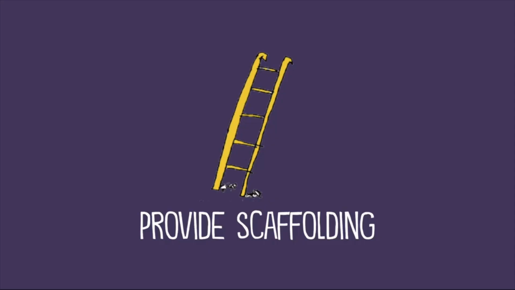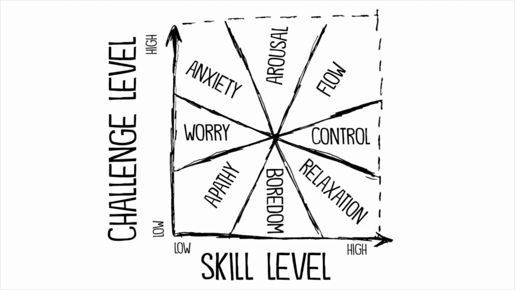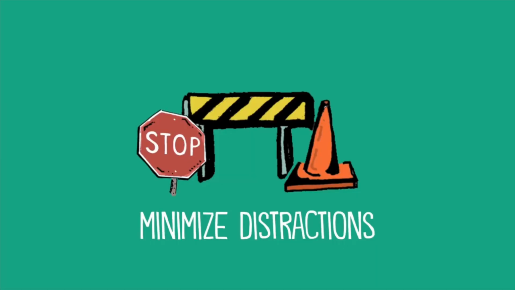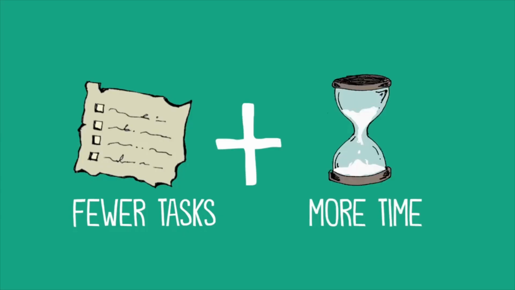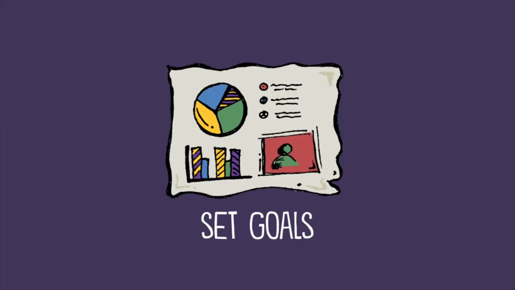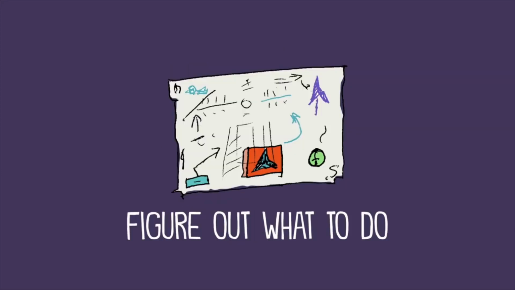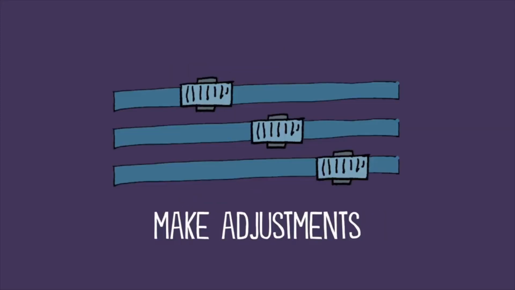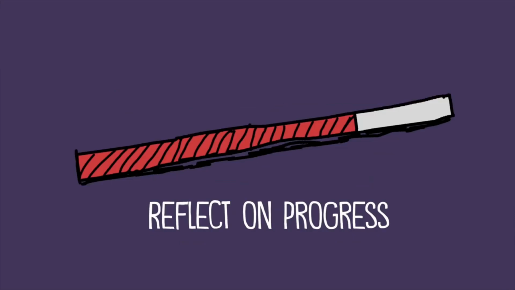Number three, provide the right scaffolding so that students can match the challenge level to their ability levels, or at least their perceived ability levels. Number four, minimize distractions so that students can focus on their learning. It helps to change the pacing so that you have fewer tasks and more time to accomplish it. And number five, help students learn to monitor their own progress through metacognition. Teach them to set goals, analyze tasks, figure out what they need to do, make adjustments in the moment, and reflect on their progress at hand.